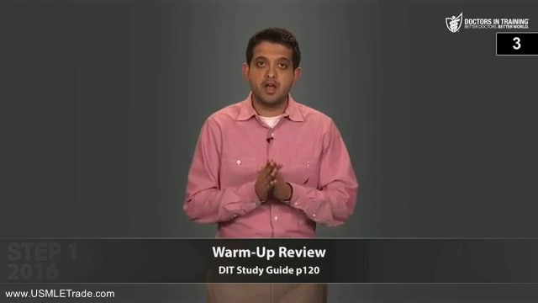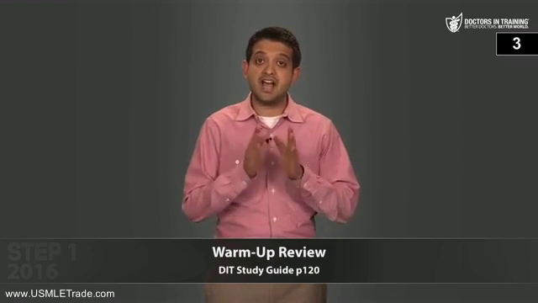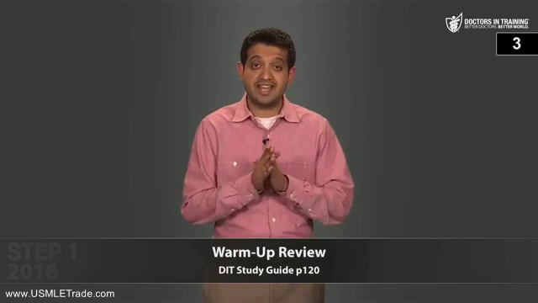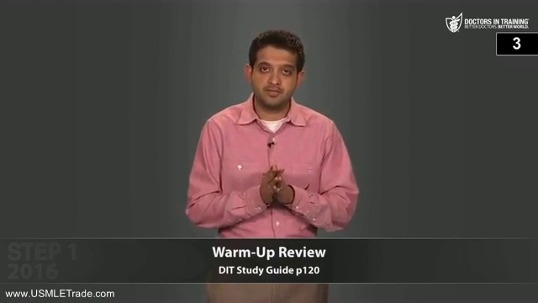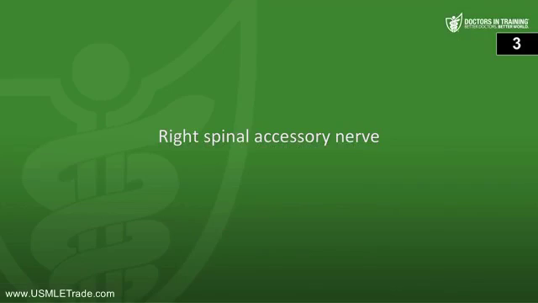Next question. A woman involved in an accident cannot turn her head to the left and has a right shoulder droop. Which structure is damaged? So this is the right-sided sternocleidomastoid muscle that is responsible for that head turning. The right spinal accessory nerve innervates the muscles that are responsible for these actions.